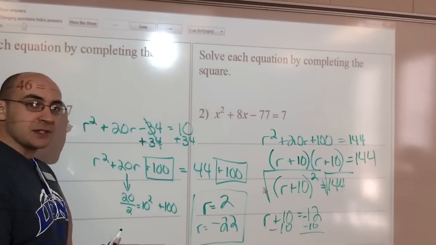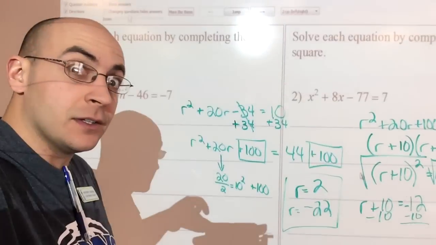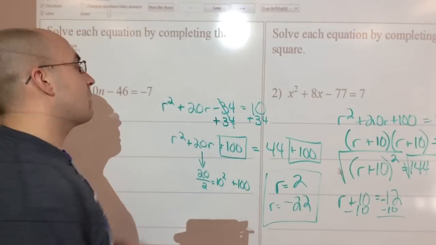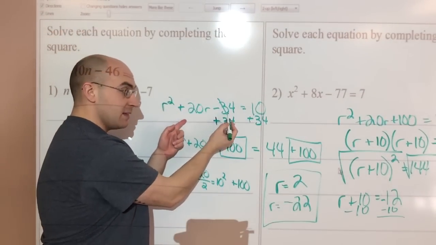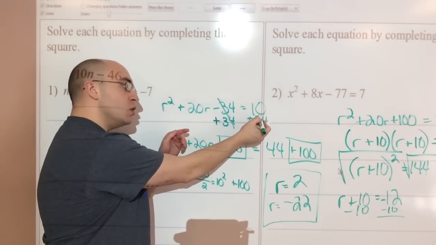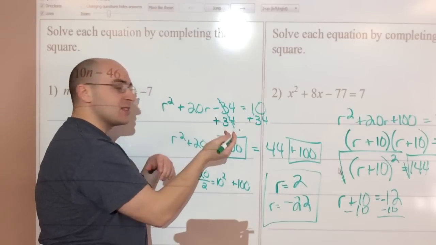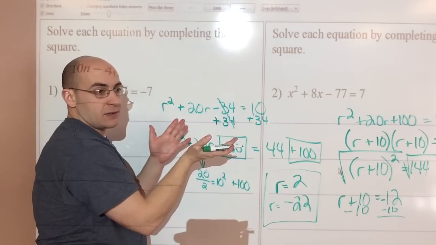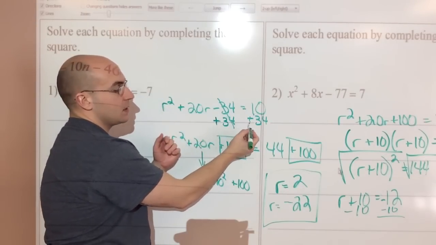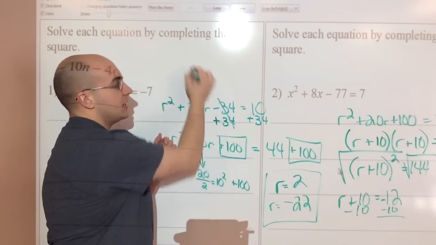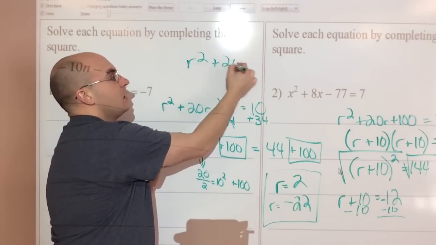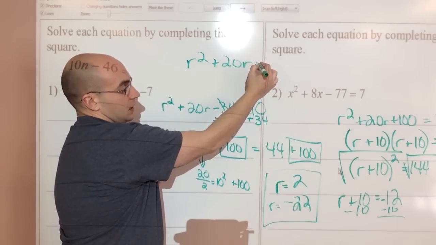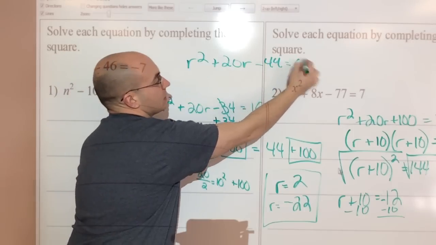Rather than using completing the square here and moving c over to the other side, move 10 over here and then solve it just by using the regular quadratic formula or inspection. So what I'm saying is subtract 10 on both sides, and then you're left with something that's a little bit neater: r squared plus 20r minus 44 equals 0.